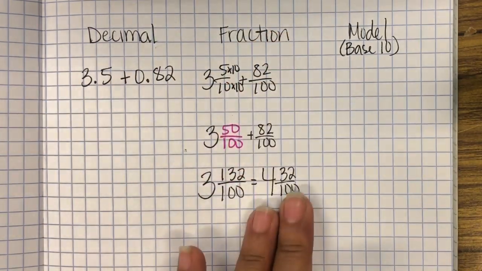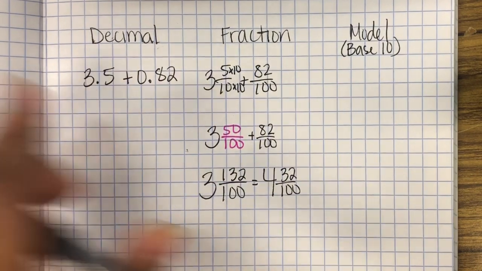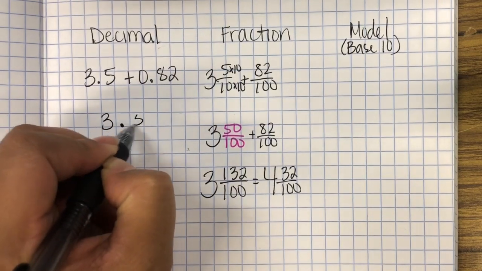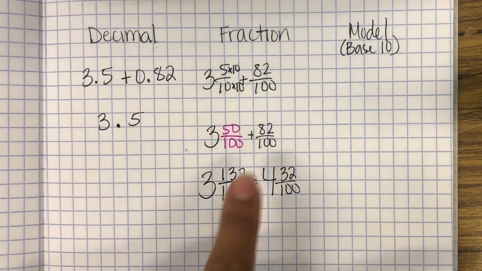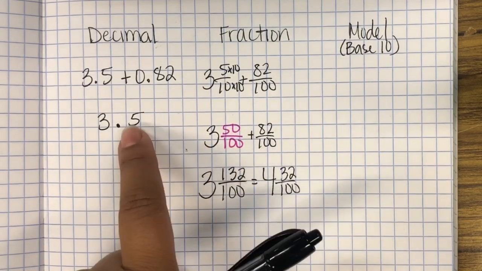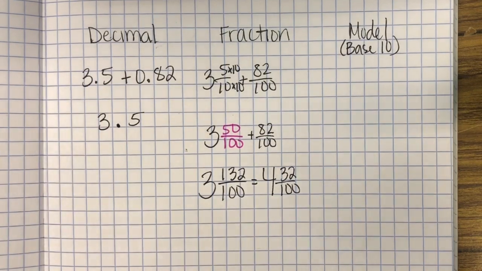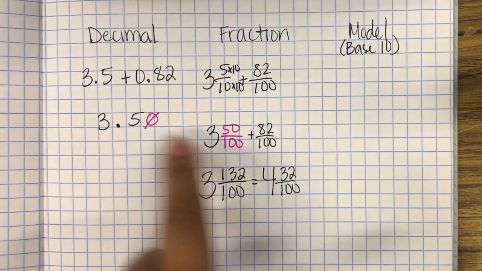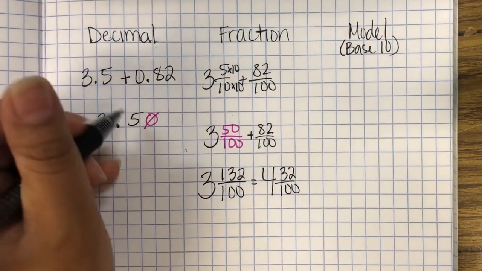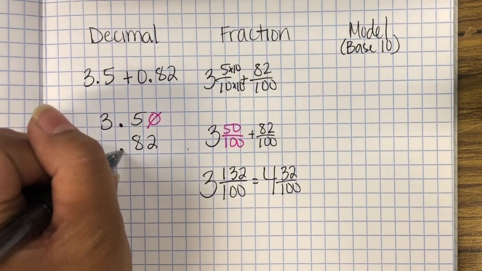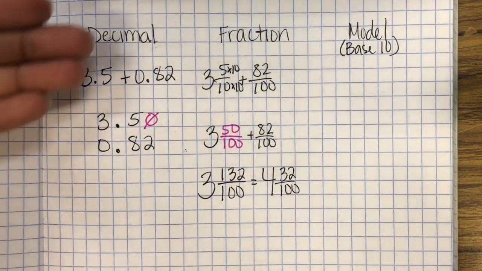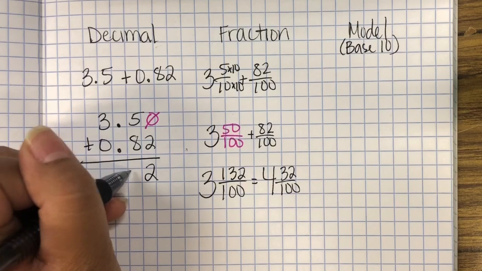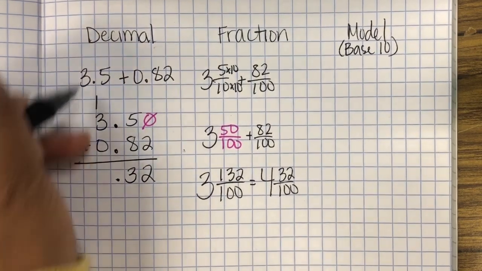Now, let's go back to here with the decimal. We have 3 wholes and 5/10. Since we're adding the same kind of numbers, we're going to change that and add a 0 for hundredths. So 3 and 50 hundredths. So this is our placeholder. Now we're going to put the 82 under the 50, making it 82 hundredths, lining up the place values. Add them up. 0 plus 2 is 2. 5 plus 8 is 13. Carry the 1. And then 4.